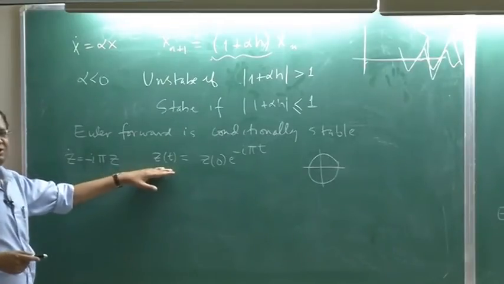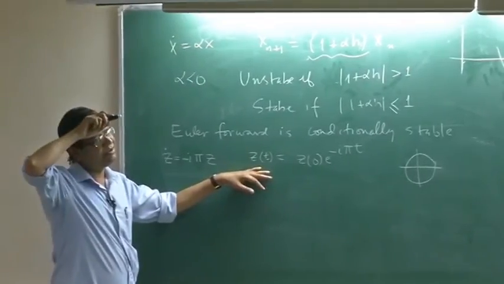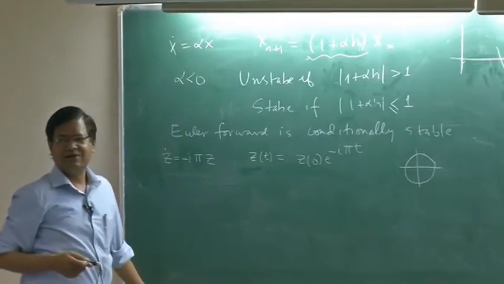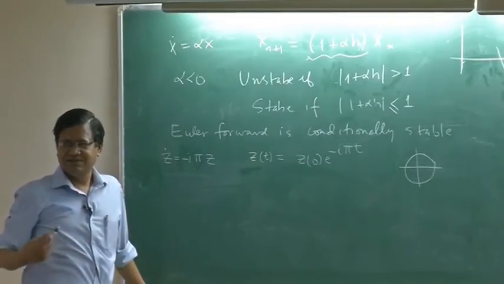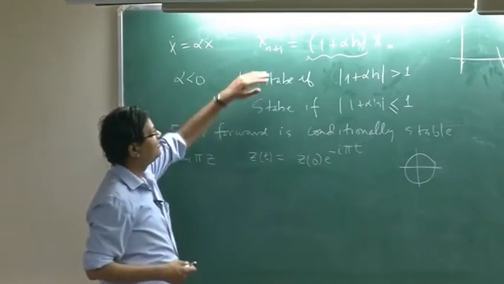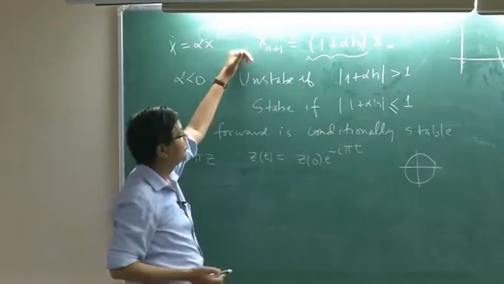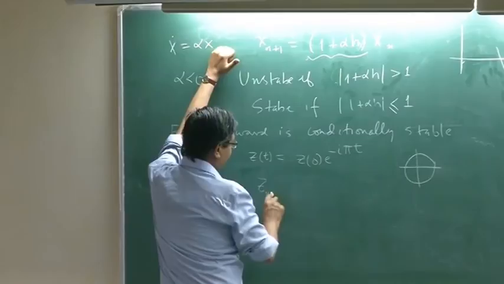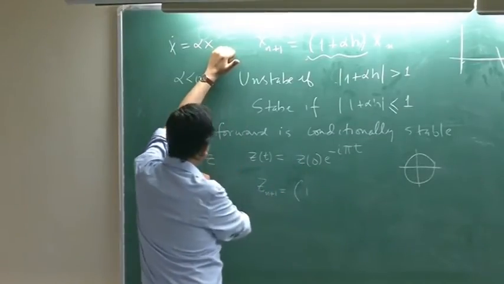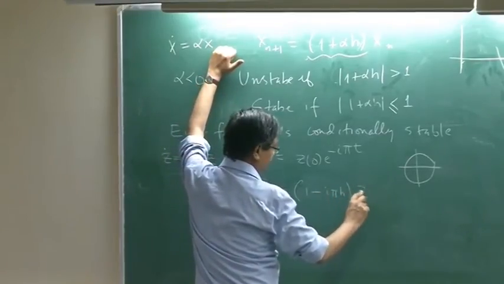Okay. So now what about this? Is the Euler scheme stable or conditionally stable? Which category? My solution is changing with time. Now this formula is still the valid formula. Instead of x I have to write z. So z n plus 1 is 1 minus I pi h times z n, since alpha is minus I pi.